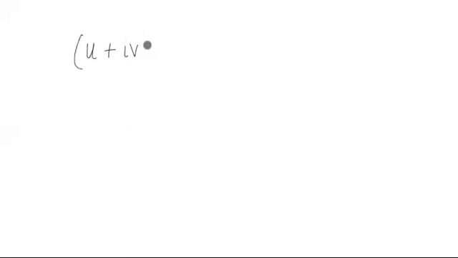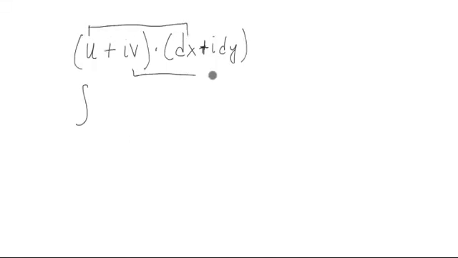And we're trying to integrate this, so we're multiplying by dx plus i dy. All right. Now, when we do this, let's see, I'm just going to split this into real and imaginary parts. The real part will come from here and here. And so we'll end up getting u dx, and then i times i is minus, so a minus v dy.